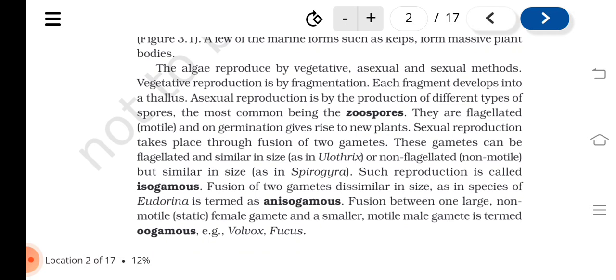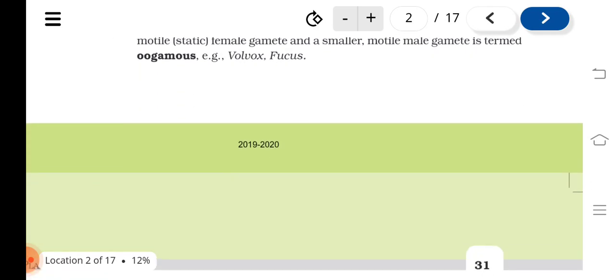Sexual reproduction takes place through fusion of gametes. These gametes can be flagellated and similar in size as in Ulothrix, or non-flagellated, non-motile but similar in size as in Spirogyra. Such reproduction is called isogamous. Fusion of two gametes dissimilar in size as in species of Eudorina is termed anisogamous. Fusion between one large, non-motile static female gamete and a smaller, motile male gamete is termed oogamous, for example Volvox, Fucus.